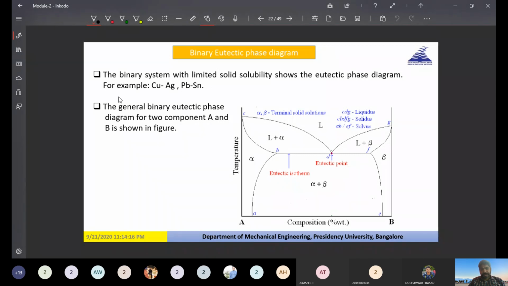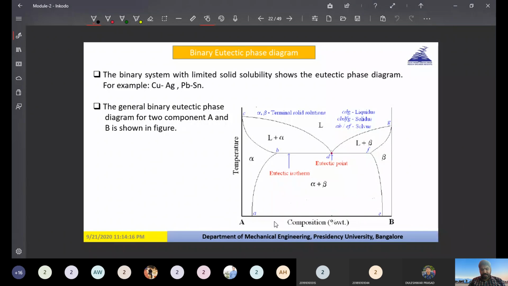These are the examples of binary eutectic systems. If you take copper and silver, you are going to get this eutectic diagram. And if you take lead and tin, then also you are going to get this eutectic diagram. Here, rather than taking any specific example like copper and silver or lead and tin, I have taken a general example. So I have taken two components A and B, and they are forming a eutectic system.